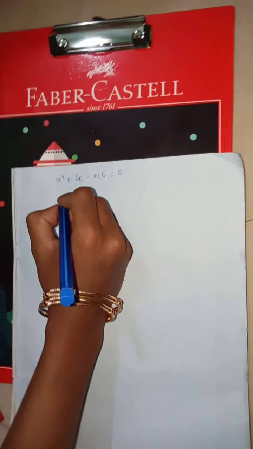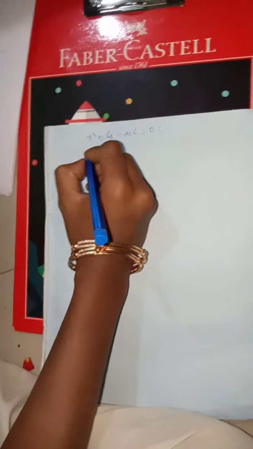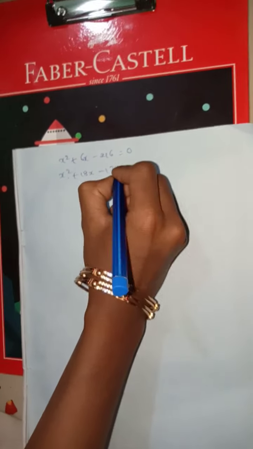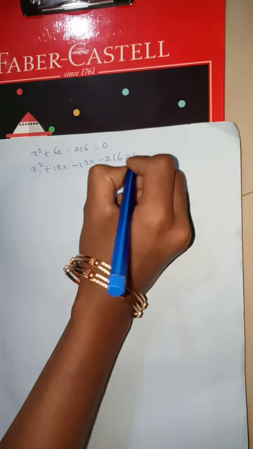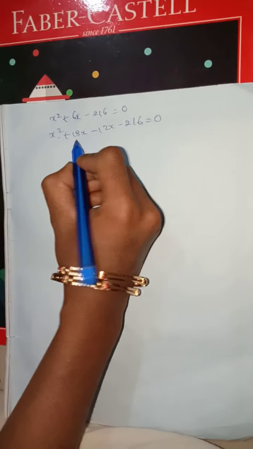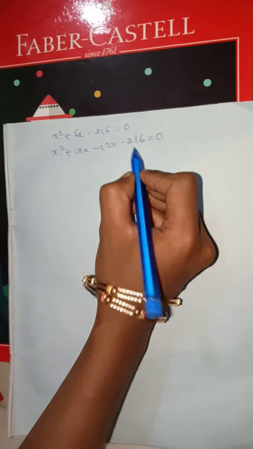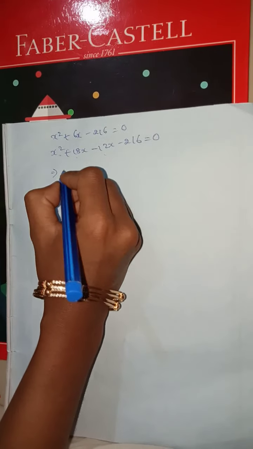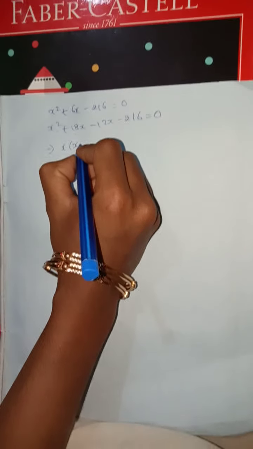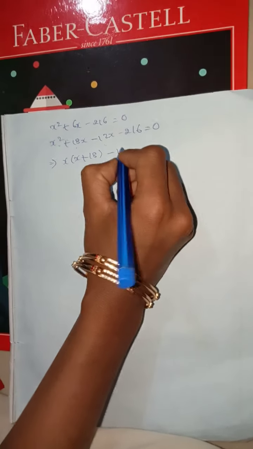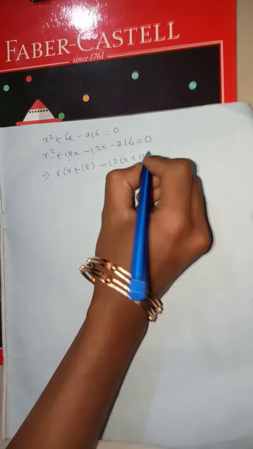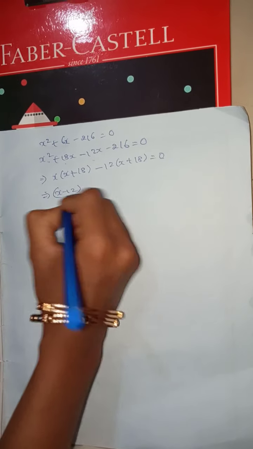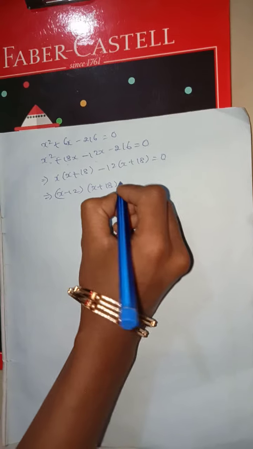Then again I have to factorize it. I will get x square plus 18x minus 12x minus 216 is equal to 0, since 18 into 12 is 216 and 18 minus 12 is 6x. So I will factorize it. I take x as common, x plus 18 minus 12 times x plus 18, common factor is equal to 0. Then x minus 12 into x plus 18 is equal to 0.